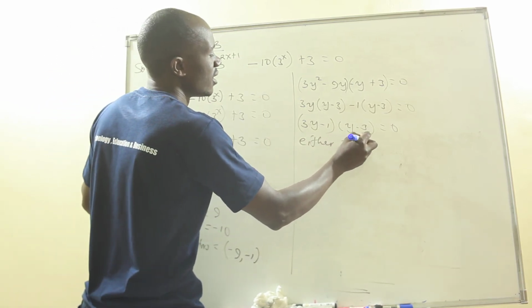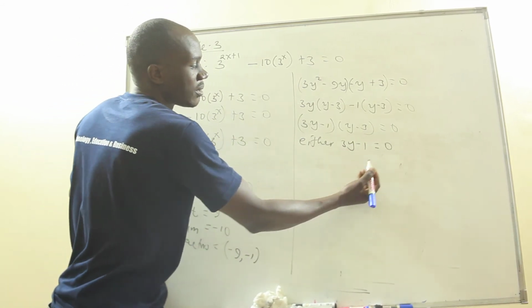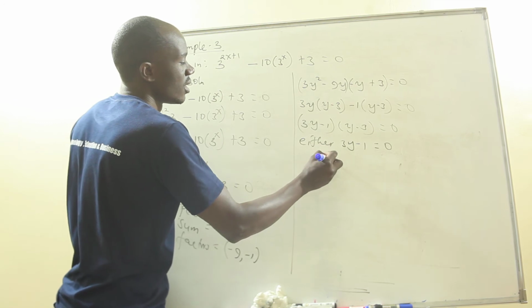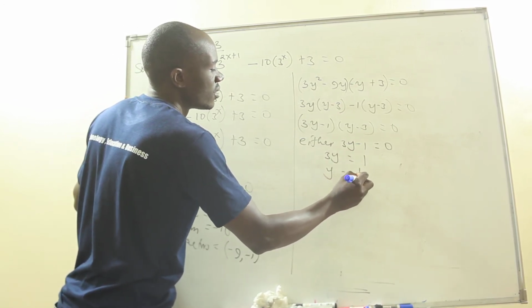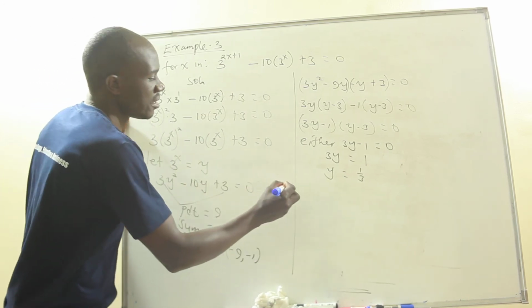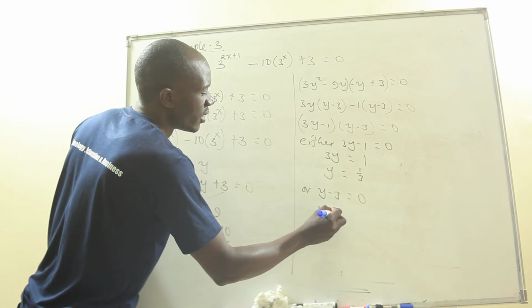Either 3y minus 1 equals 0, we make y alone. This one is a negative. When it goes up, it becomes a positive, then we divide by 3. We say 3y equals 1. So what is y? y equals a third. Or y minus 3 equals 0. What is y? y equals 3.